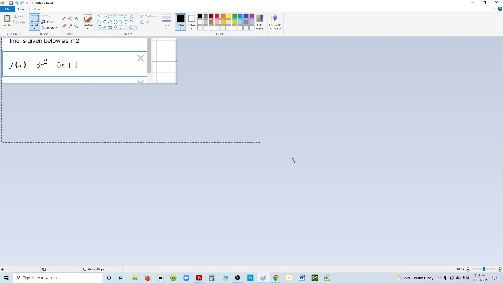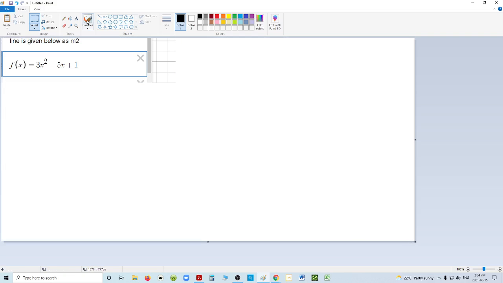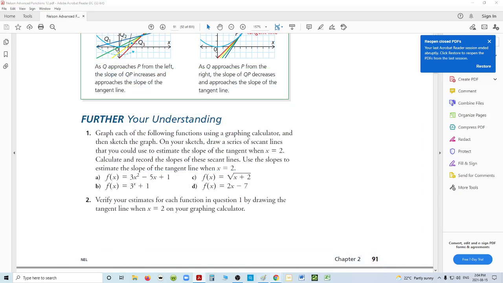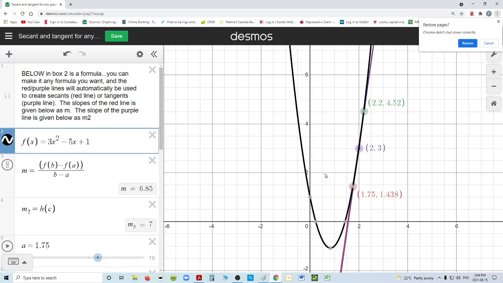So the first step I would do is figure out your f of 2, which is the point of interest. And you get 3 times 4, 12, minus 10, 2, plus 3 is 3. So right away you can see that the point is 2 comma 3. And if you were to take the graph, let's say you have the graph drawn out, you could do the graph.